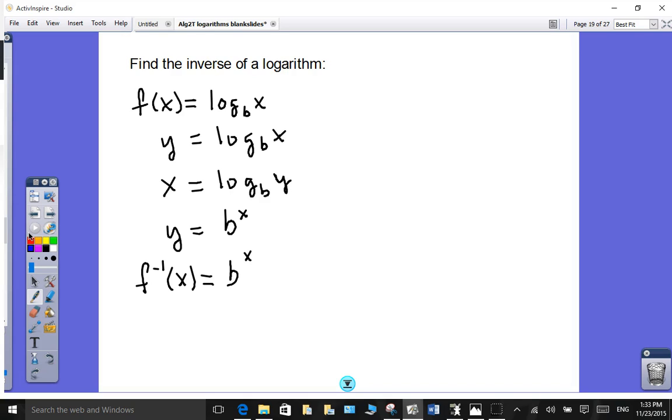And the answer is, you're going to convert it to an exponential. Right? Take this thing right here and convert it to an exponential. What will be the base of the exponential? b. What will be the exponent? x. So what will it equal? y. So y equals b to the x. So the inverse function is b to the x. So if you start with log base b of x as your function, then b to the x is the inverse. They're inverses of each other.